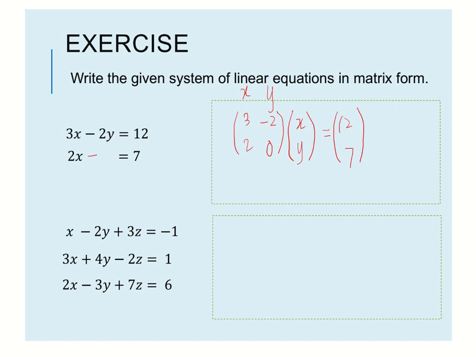So if we multiply this, we are going to get back the same equation here. So we have 3 times x minus 2y equals 12. So this is what we get: 3x minus 2y equals 12. Now, how about this one?